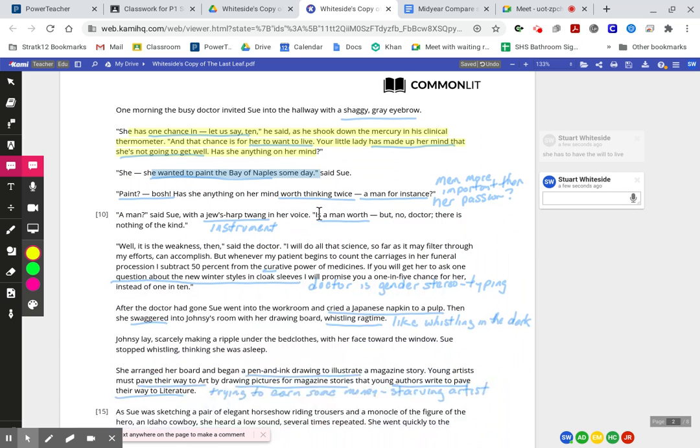That's some kind of a metaphor for what she wants to do with her life. She wants to paint the Bay of Naples. So this is her passion. Maybe this is a metaphor for her passion. And what she wants to do with her life.